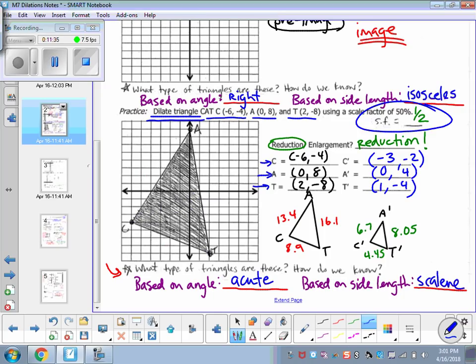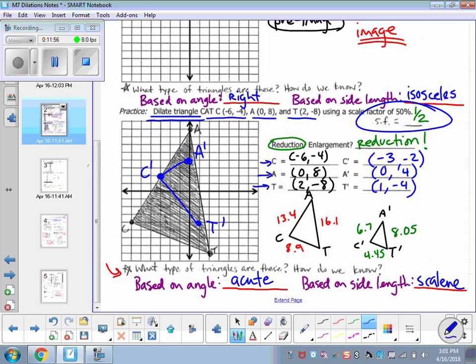And in blue, I'm going to plot them now. We go back 3, up 2. That's C prime. 0, 4. So 0, then straight up. 1, 2, 3, 4 is right here. There's A prime. And T prime, if you move over 1, down 1, 2, 3, 4, there's T prime.